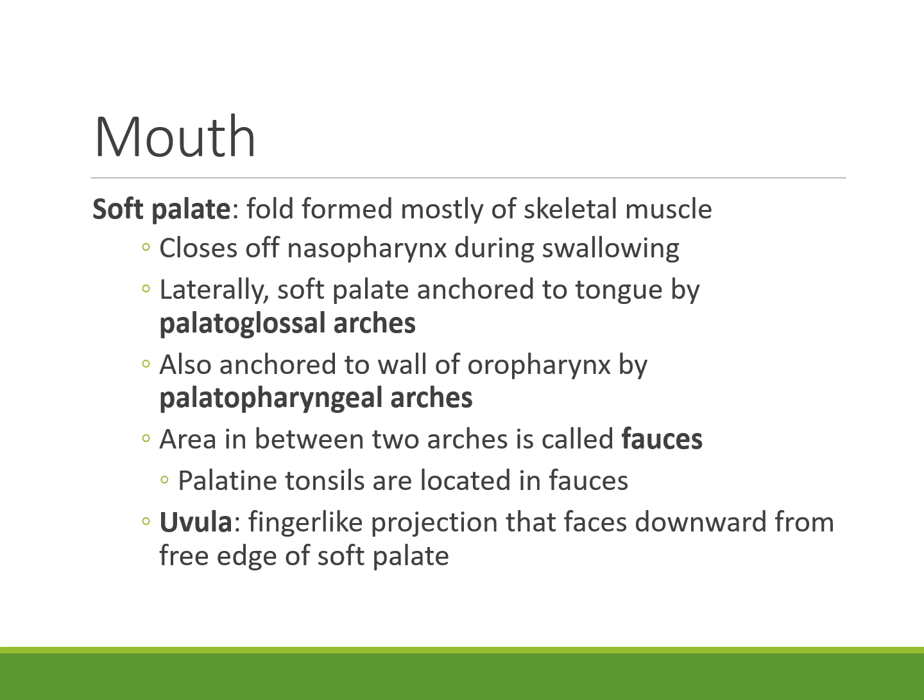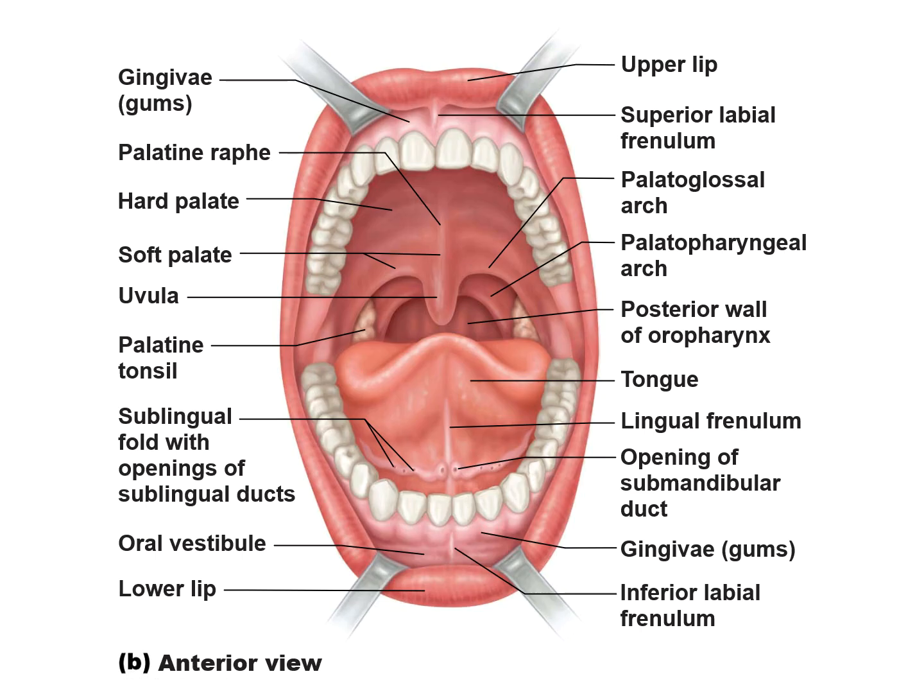The soft palate is formed mostly of skeletal muscle. It's what closes off the nasopharynx when you're swallowing so that food and water don't go up into your nose. Laterally, the soft palate arches anchored to the tongue are called the palatoglossal arches. It's also anchored to the wall of the oropharynx by the palatopharyngeal arches, and the area in between the two arches is called the fauces. The palatine tonsils that you are already aware of are located in those fauces. The uvula is a little projection that hangs down from the free edge of the soft palate in the middle of your throat. Here are some of the structures we were just talking about.